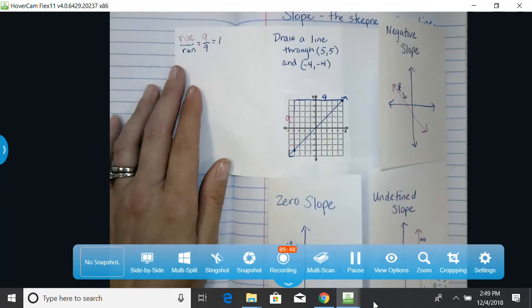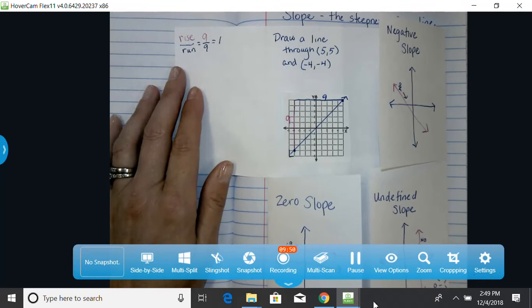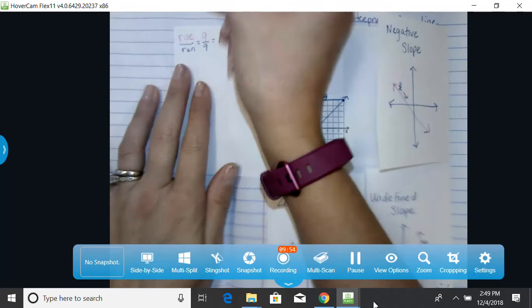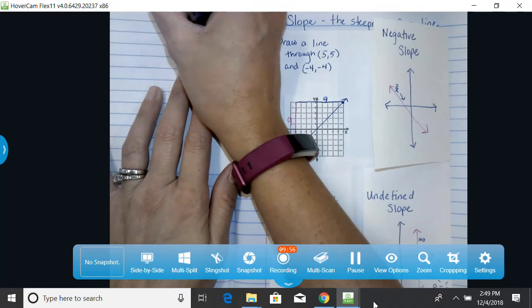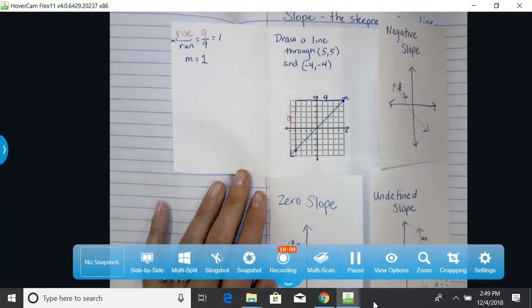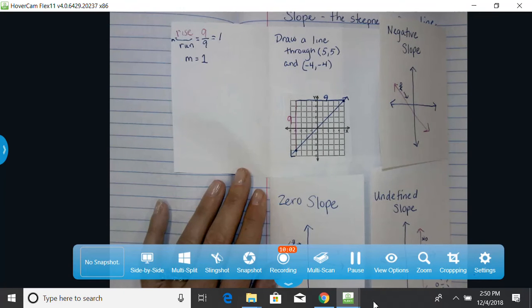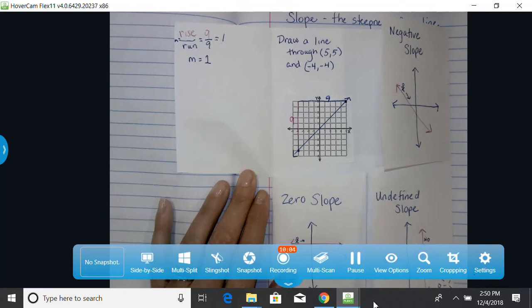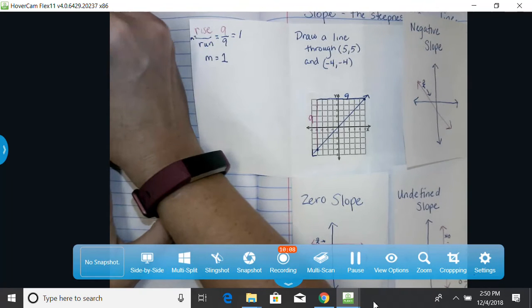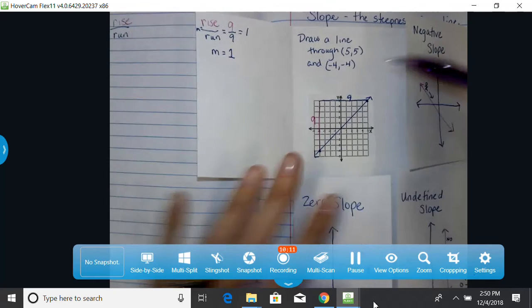And I did forget to mention, slope is always represented by the letter m. So for this example, m equals... that was my mistake. I'll be more careful on the next one. Rise over run. We can also calculate slope by doing change in y.